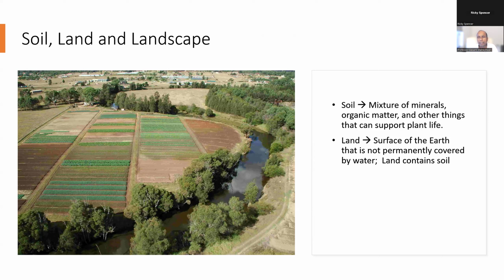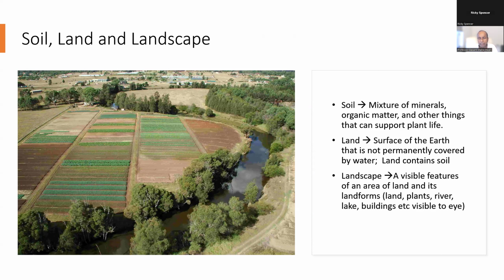And land is the surface of the earth that is not permanently covered by water. So land contains soil, and land is the surface of the earth. And then there is another term called landscape. It's a visible feature of an area of land, the landform. So whatever we can see with our eye is the landscape. So landscape has land, plants, rivers, buildings, etc., visible to the eye. So we really need to understand these different terms to understand the whole idea of the catchment.